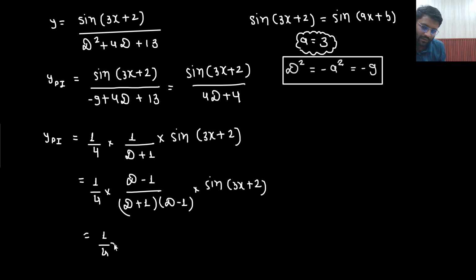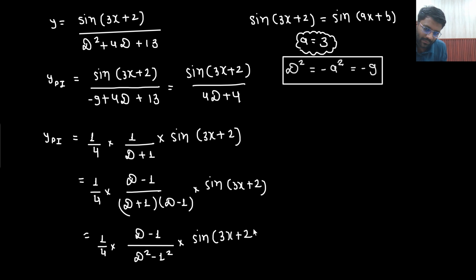What I am getting is 1 by 4, that is a constant value that is outside. D minus 1 upon d square minus 1 square, so it will simply become d square minus 1 square, multiplied with sine of 3x plus 2. Now here you know that d square can be replaced with minus a square, which is nothing but minus 9. So this d square can be replaced with minus 9.